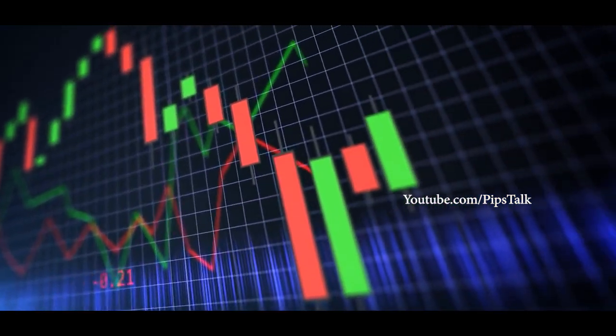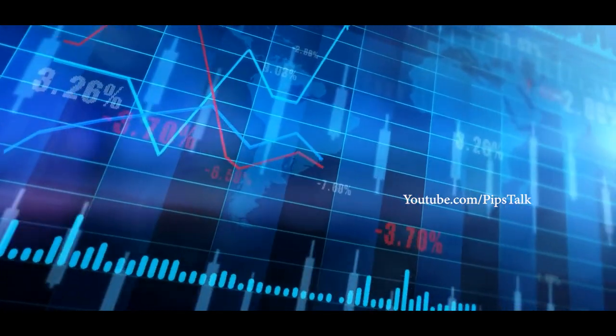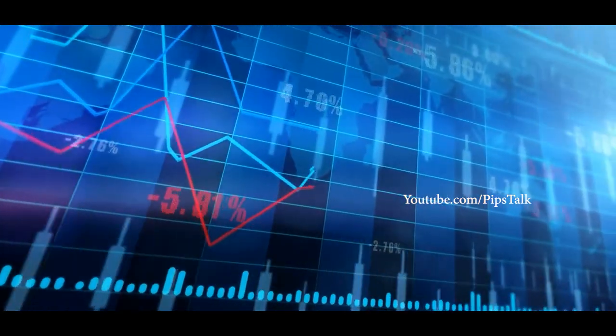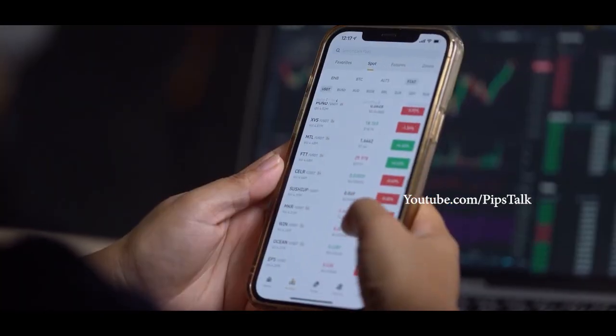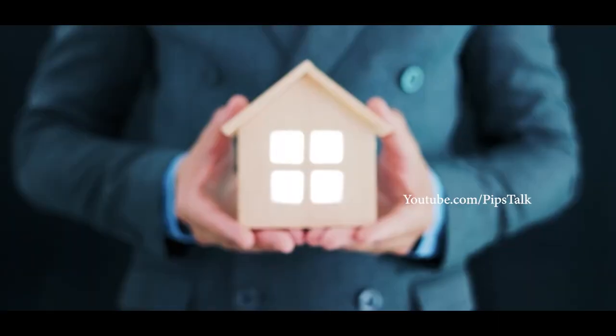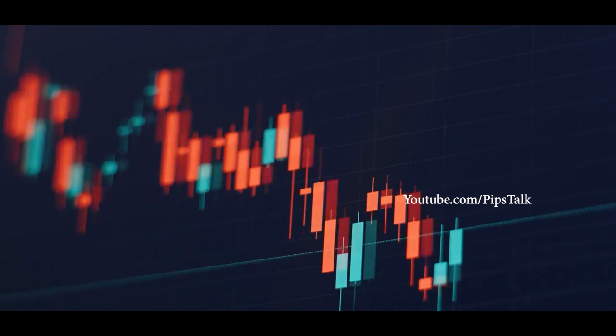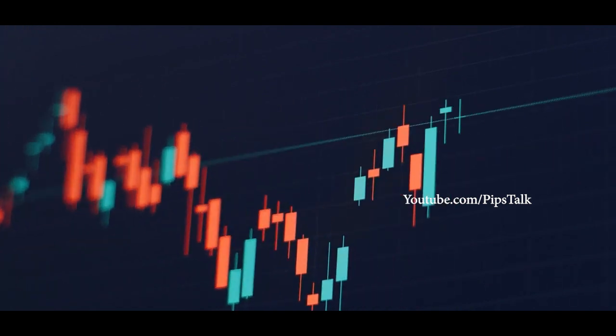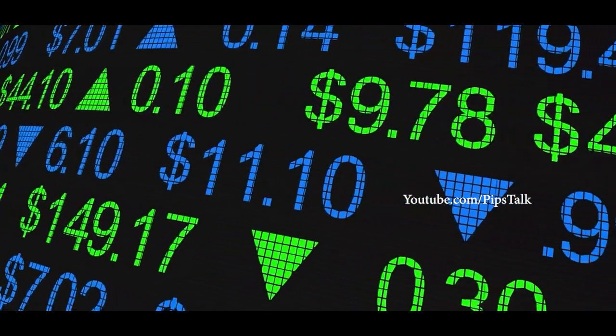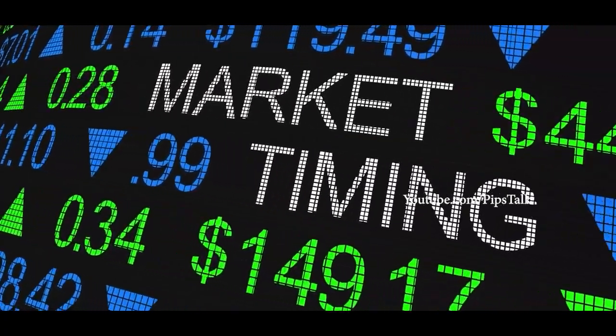Common pitfalls to avoid. While multiple time frame analysis is powerful, it's not immune to challenges. Let's explore some common pitfalls. 1. Overcomplicating analysis. Overloading your analysis with too many time frames can lead to confusion. Stick to a few key time frames that align with your trading style.